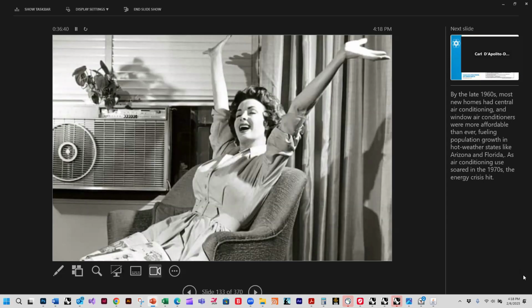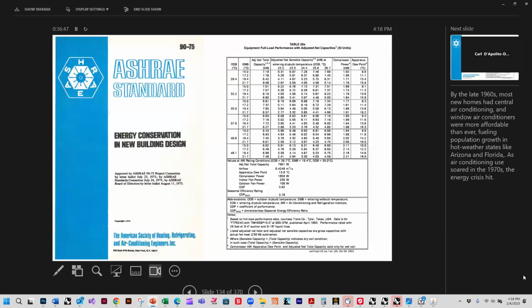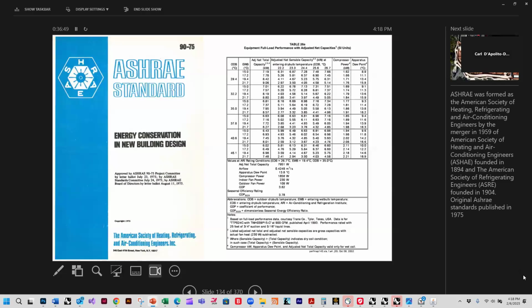And everyone had them. They were all over the place. And then there was the crisis in the 1970s, the energy crisis, because of all the air conditioners. And in 1959, okay, is when ASHRAE sort of combined and became its current entity. It was originally, I think, founded much earlier, but they published the first sort of standards in 1975.